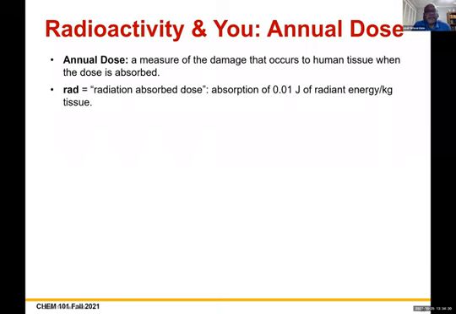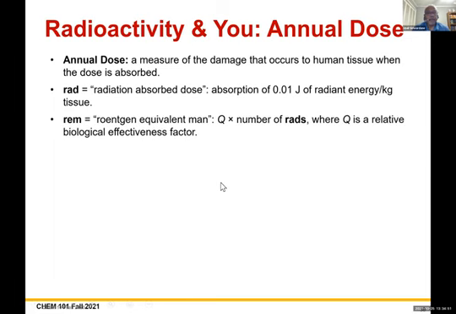One of the units that we measure radiation is called RAD, radiation absorbed dose. RAD is equivalent to 0.01 joules of radiation energy per kilogram of tissue. Based on this definition of radiation dose, we have created another radiation measuring unit, REM, Roentgen equivalent of man.